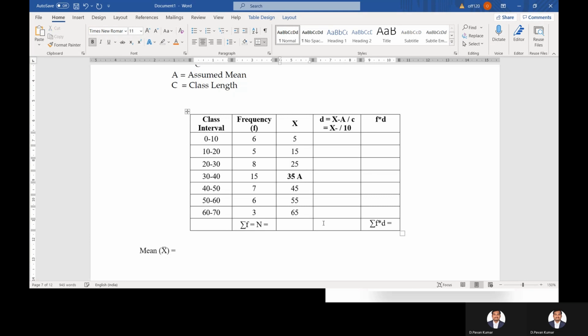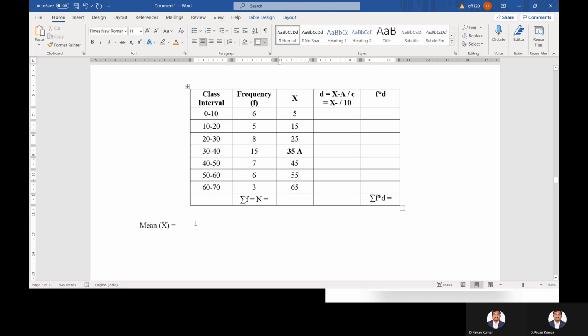Again, you might get a confusion about why you have taken 35, since it is in between these observations. No, whatever value you consider, either you take 5 as a value, 15 as a value, or 55 as a value, finally the mean of the given distribution will be the same. Okay, so now I am considering 35 as the a value for calculation. So now the formula of d becomes what? x minus a divided by c, that is x minus 35 divided by 10.